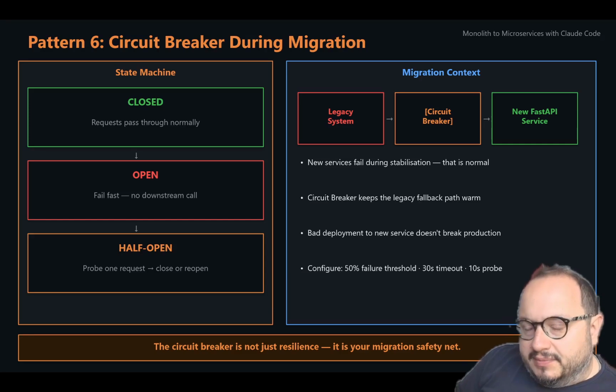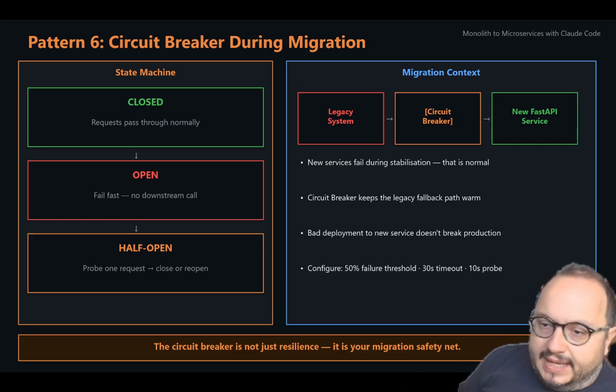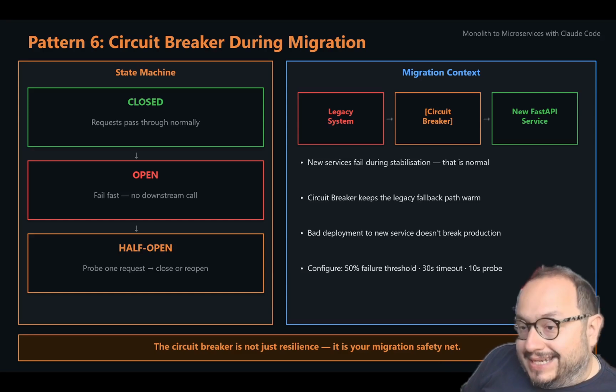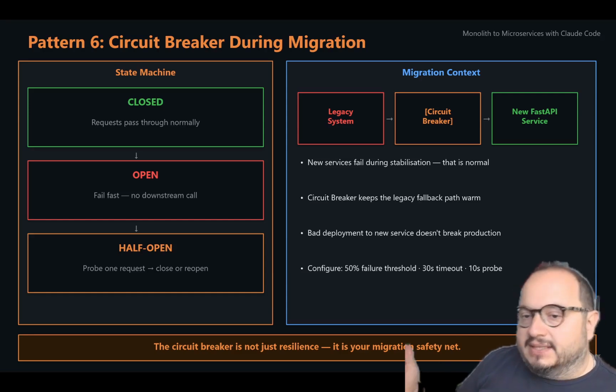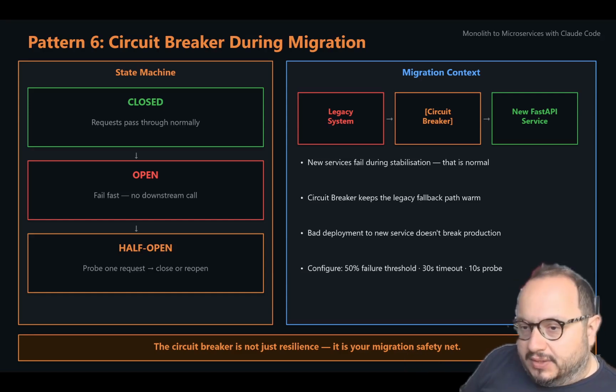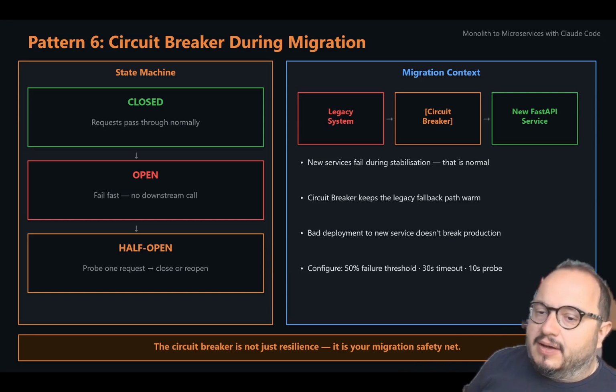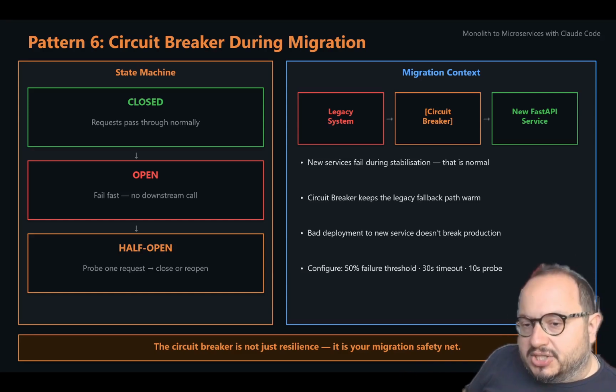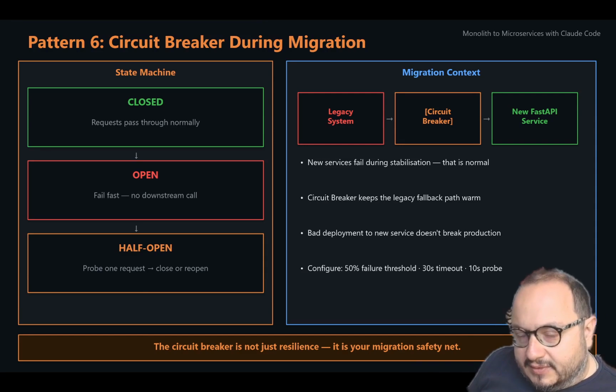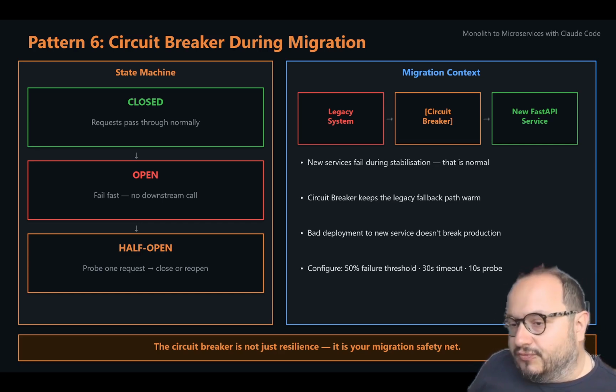During a dual system migration, new services fail. They are new code. They have edge cases the monolith handled by accident for years. Without protection, a new service failure cascades back to the legacy system and takes it down too. The circuit breaker is the protection layer. It monitors the failure rate of calls from legacy to the new service. When failures exceed the threshold, the circuit opens. Calls fail fast without reaching the new service. The legacy system falls back on its own implementation for those routes.